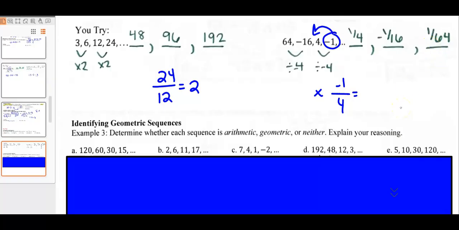I do want you guys to actually try example 3 as well. So they're kind of jumbled now. We've talked about arithmetic as adding or subtracting. We've talked about geometric as multiplying or dividing. And so now you guys are going to tell me which is which. It could be neither, or geometric, or arithmetic. So take some time and try A through E. Press pause right now.